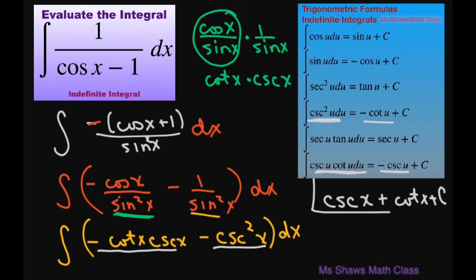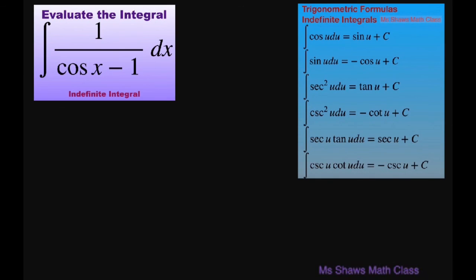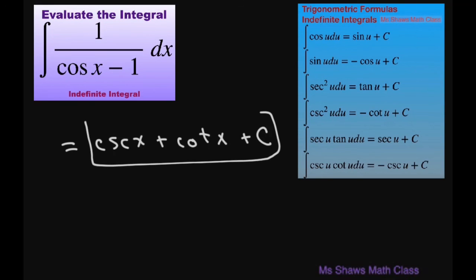So this will be your final answer. I'm going to write it again so you can see it. The final answer is going to be equal to cosecant of x plus cotangent of x plus c. And that is your final answer.